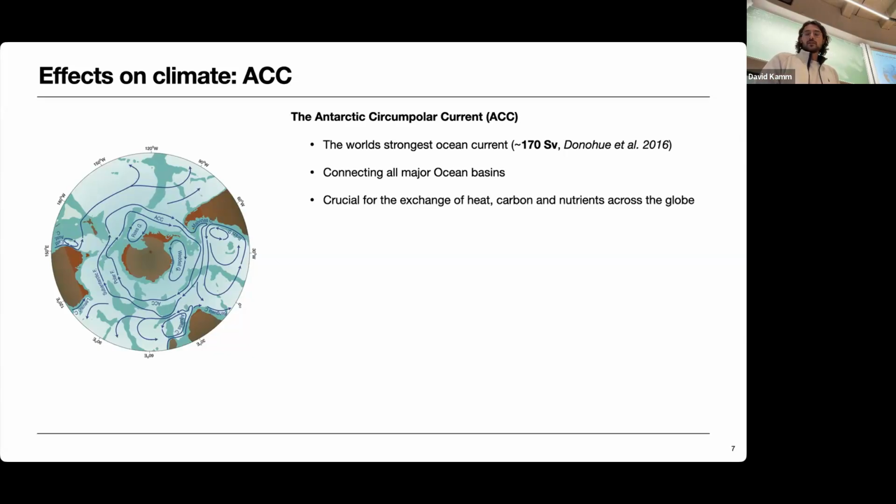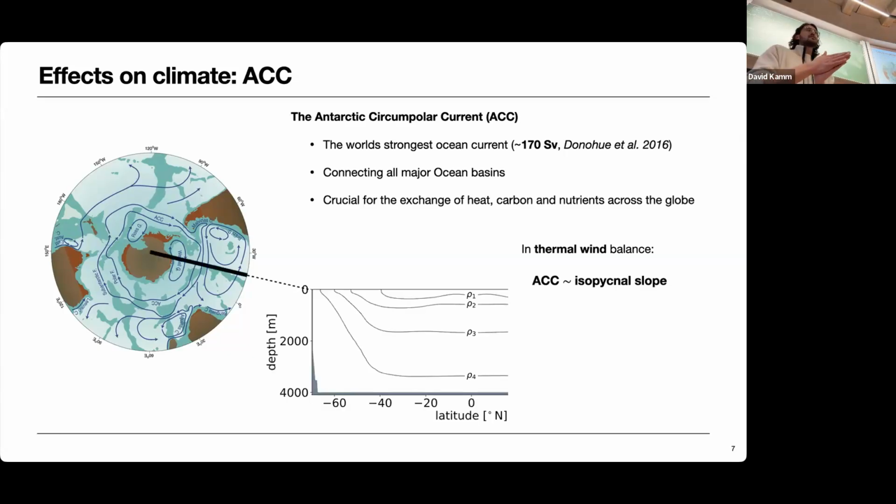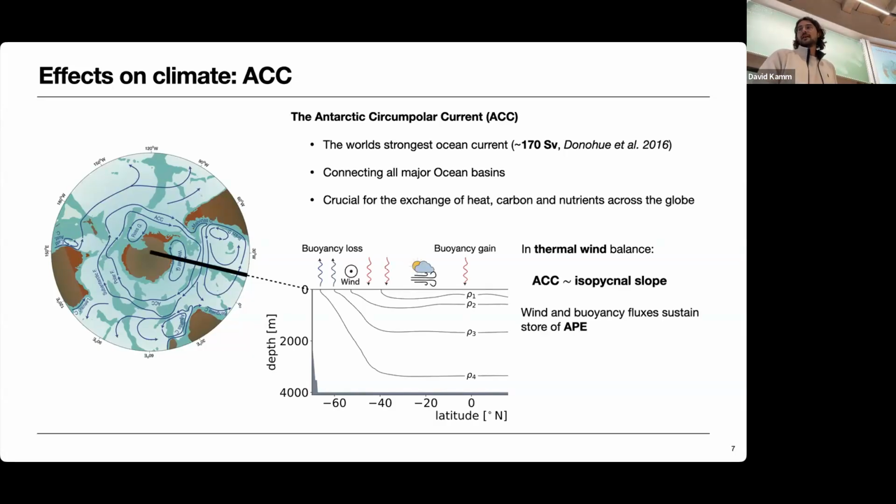And one important part about this current is also that it's approximately in thermal wind balance, meaning that the strength of this current is linked to the isopycnal slope. It's basically proportional to the isopycnal slope. And how you can imagine this is if you take a cross section through the Atlantic, which you can see here, and we look at the density profiles that you see depicted, then you can see that they kind of outcrop towards the Southern Ocean. So the buoyancy fluxes and the wind sustain the store of available potential energy of dense water close to the surface.